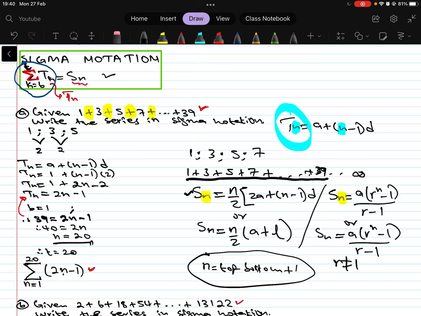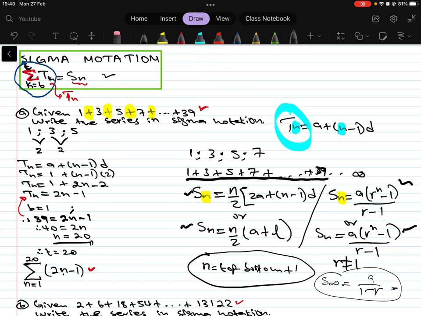You can either use that formula, this one, or that one, depending on whether it's a geometric or an arithmetic series. For geometric, you could also use this one when you're getting the sum to infinity, just adding all the terms up to infinity. You could use this one for a geometric series.